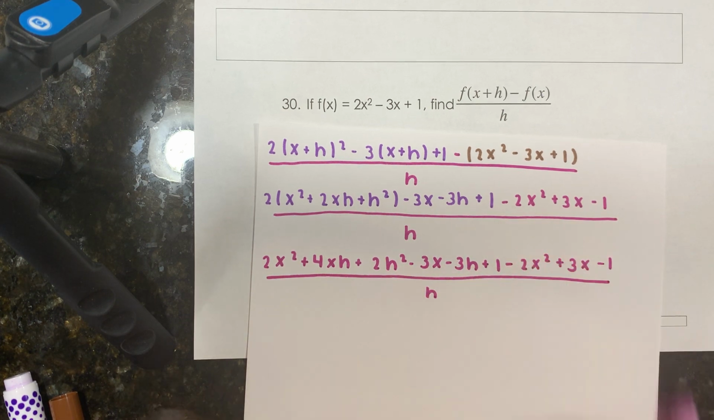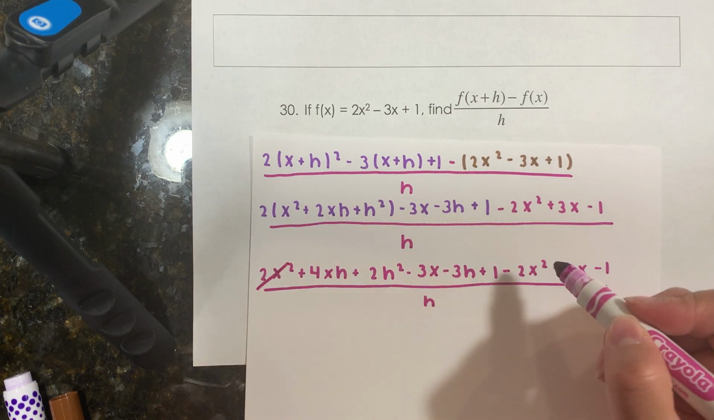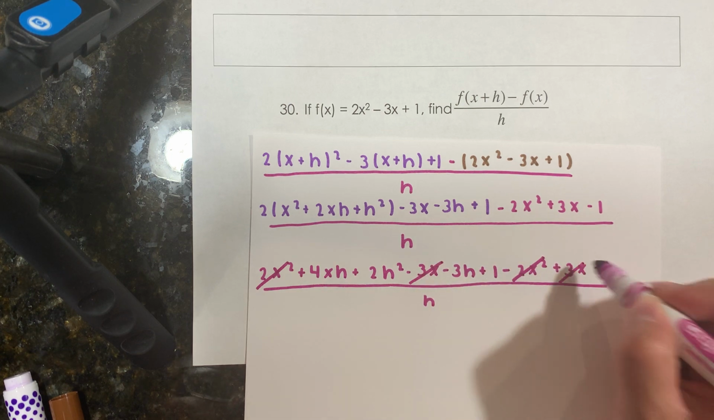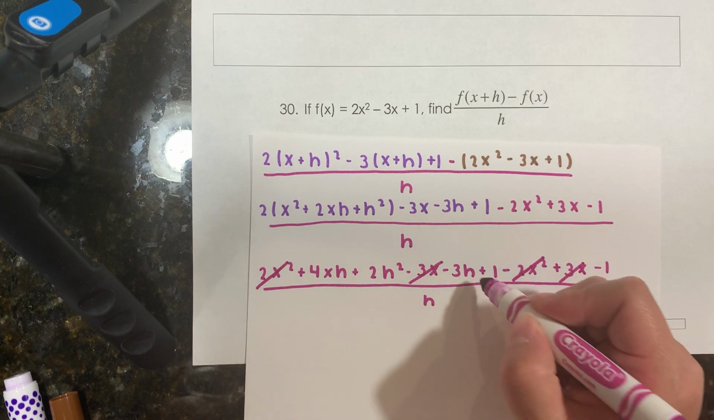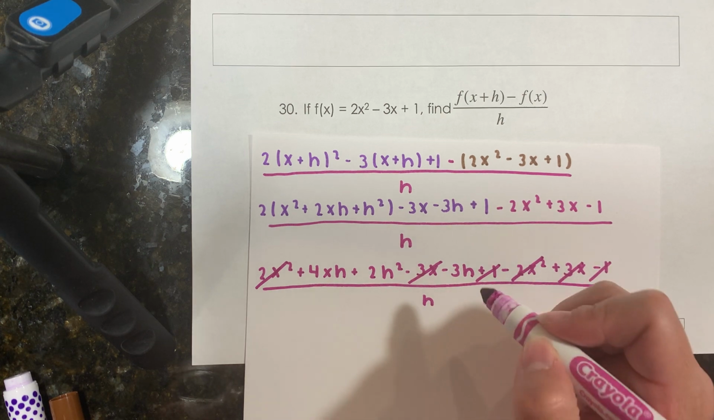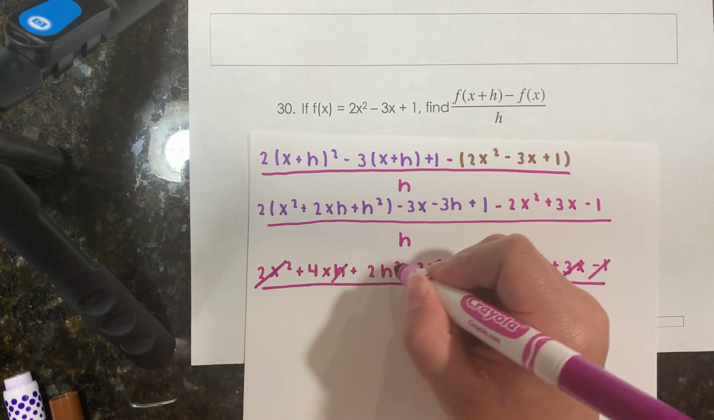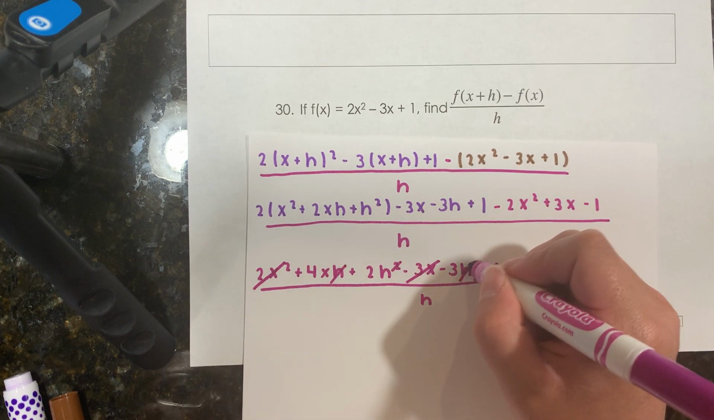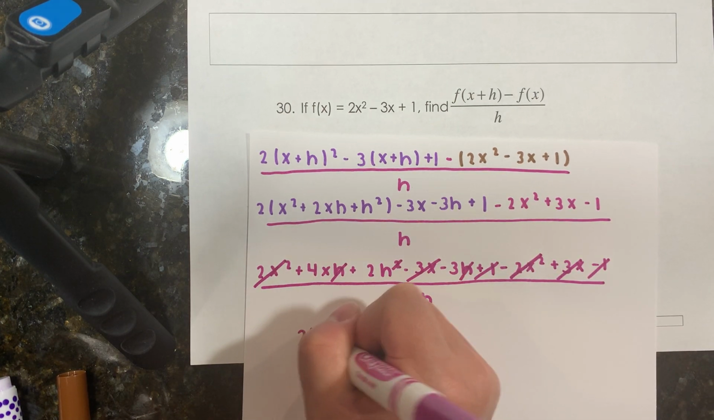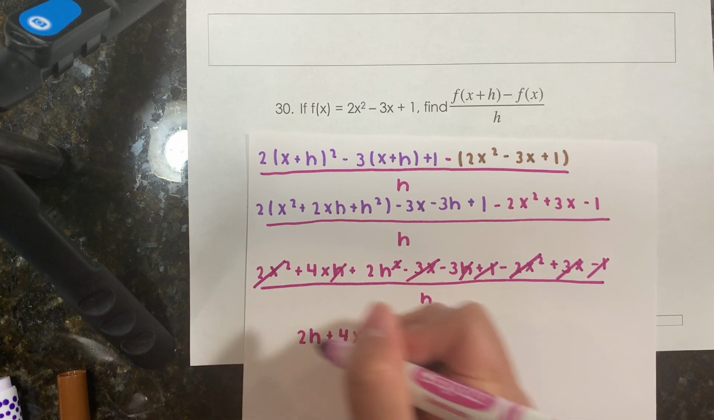Now there should be some things that will cancel. If you notice, the 2x squareds will cancel because one's positive, one's negative. The 3x's will cancel because one's positive, one's negative. The 1's are going to cancel because one's positive, one's negative. And then we can divide each of these terms by h. So this h would go away. This h would be lowered by 1 power. This h would go away. I would be left with 2h plus 4x minus 3.